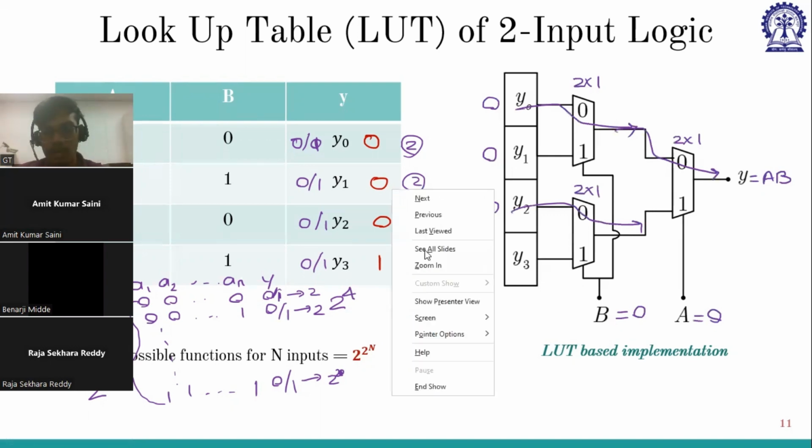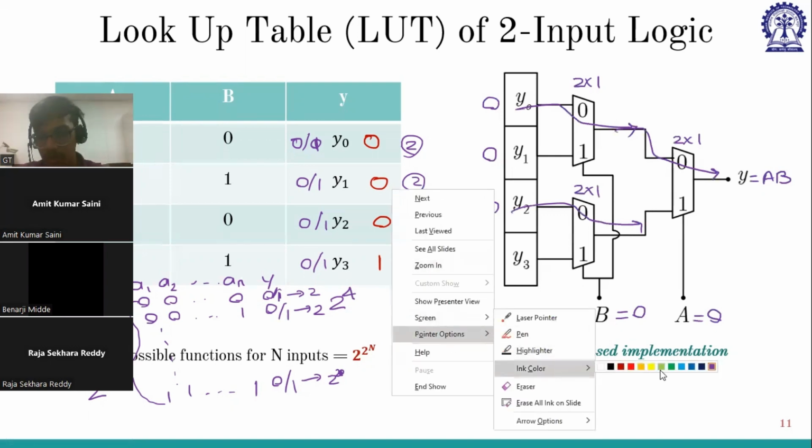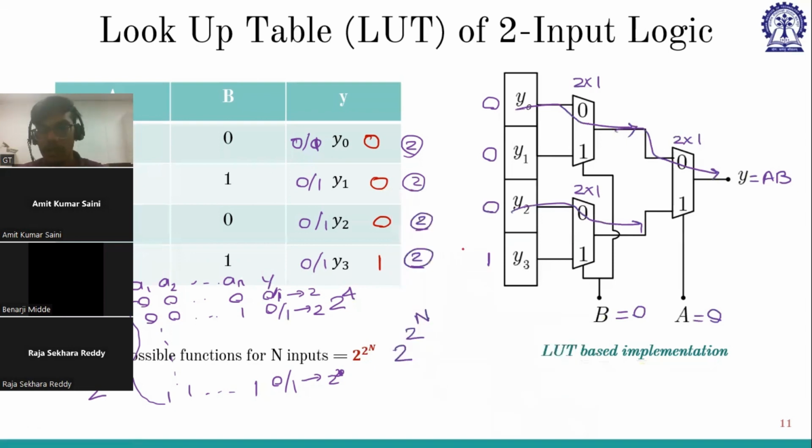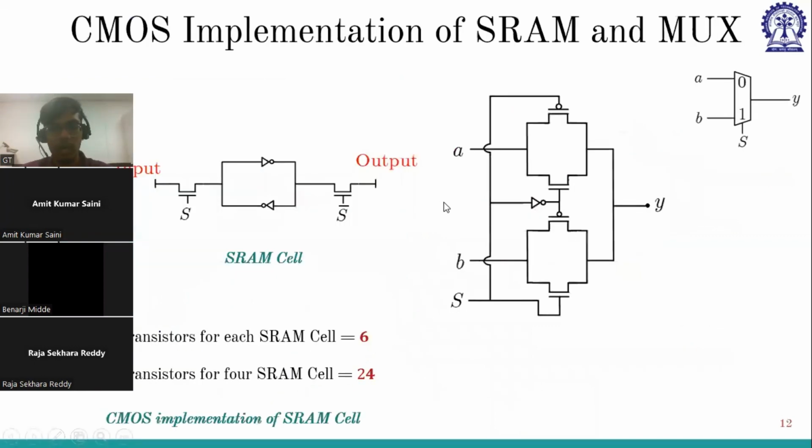And when B is 1, A is 1, let me draw. So when B is 1, this value will be taken here, and here also B is 1, so this value will be taken here, and since A is 1, this will go here. So this is an implementation of Y equal to AB by means of a lookup table. The outputs are here, and we are using muxes to implement this. Now we have to discuss how many CMOS are needed to implement this y0, y1, y2, y3, and also this mux. So this sir has explained. I will explain just very quickly.